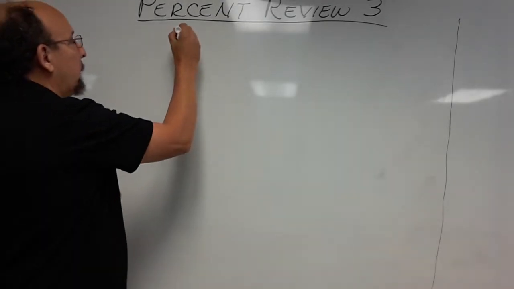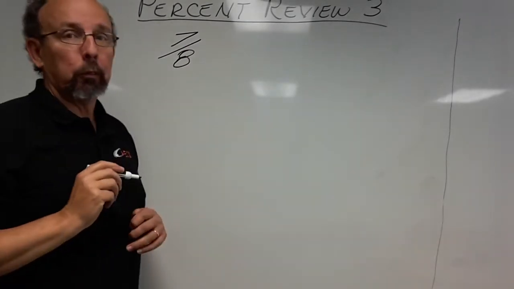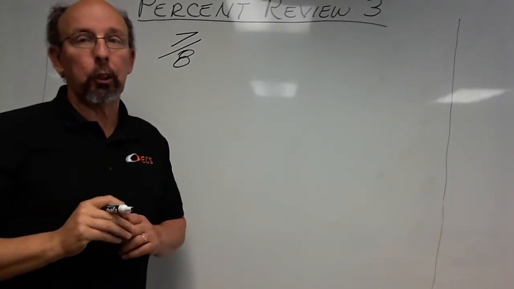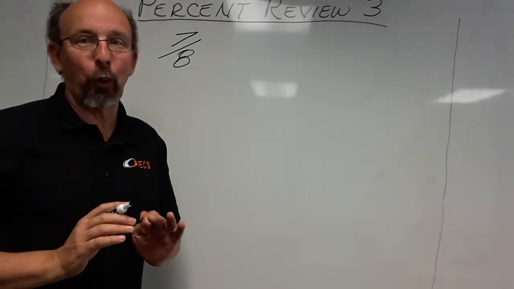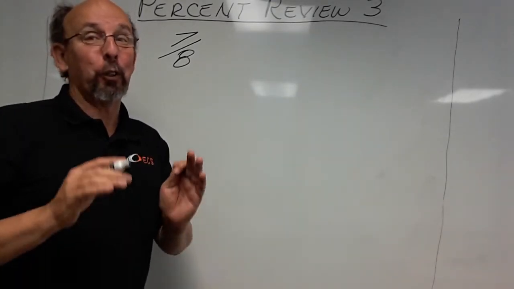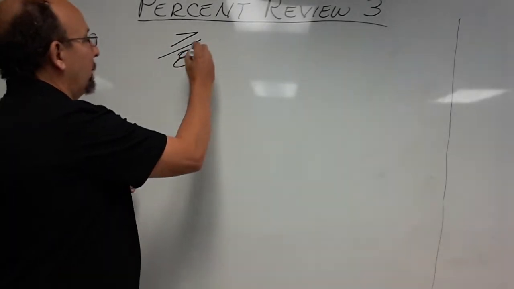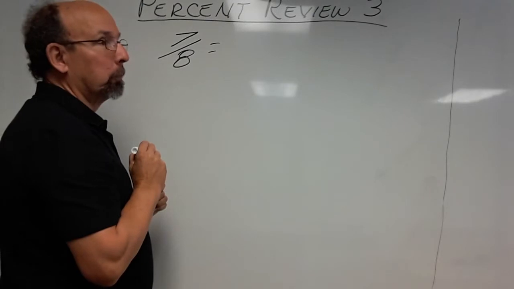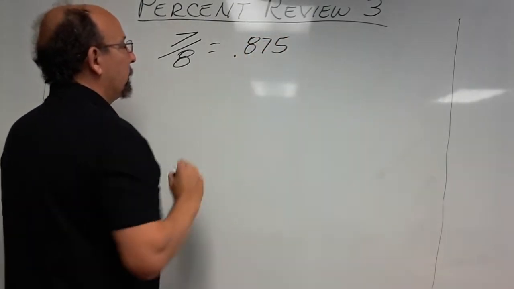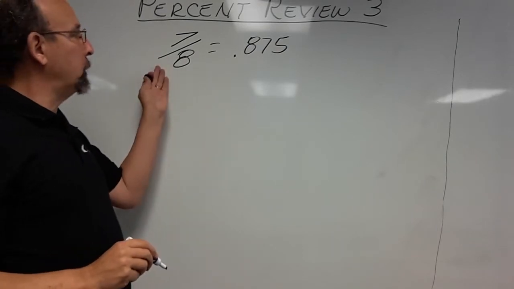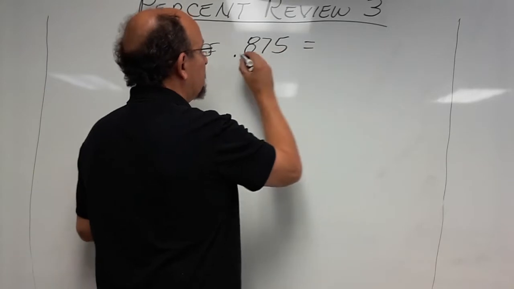We'll go ahead and say 7/8 fraction. Remember, this is page 79 in your book. You have to memorize that. I've been telling you guys this for a couple of months now. You have to memorize that. It's going to save you so much time. But 7/8 is what? 0.875.